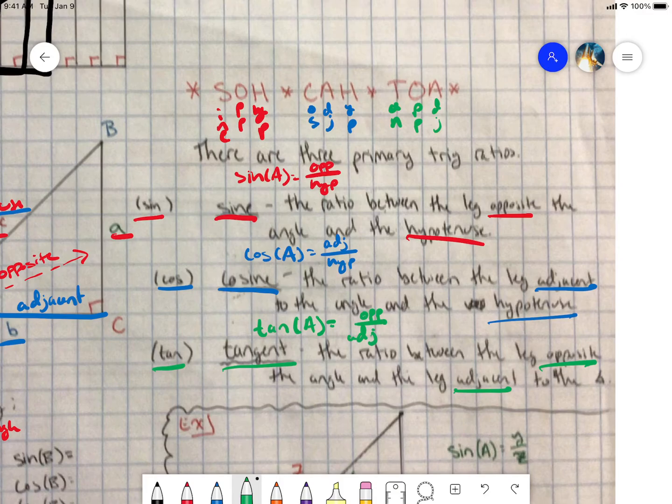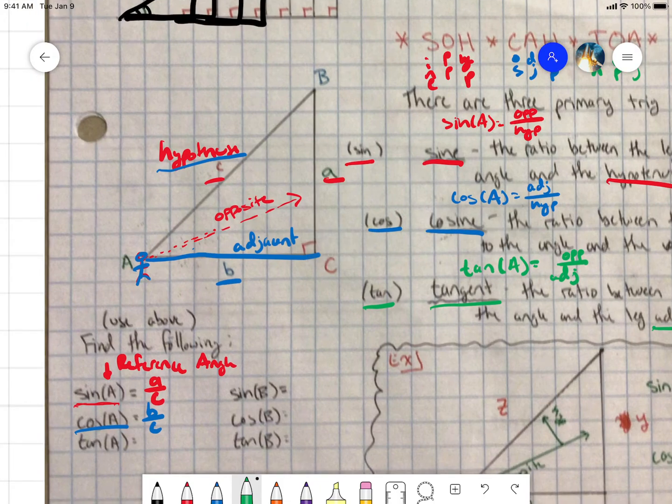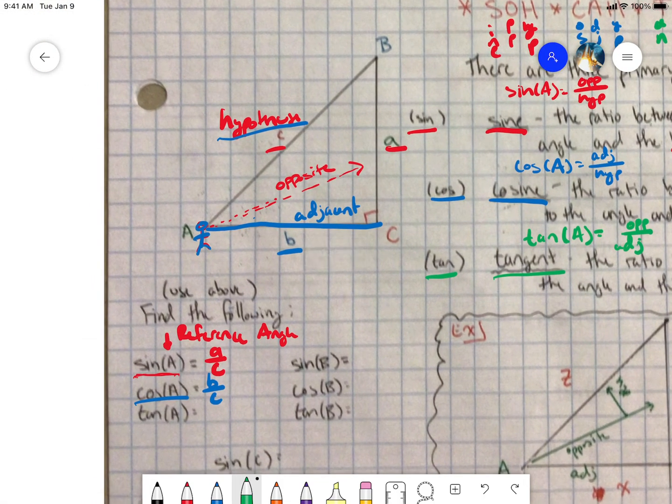So let's go back to our diagram. Now we're trying to find tangent of A. Again, we're still using A as our reference angle, so I'm still standing at A. Now we want the opposite side over the adjacent side. The opposite side, in this case, is A, and my adjacent side is this one, which is B. So it would be A over B.